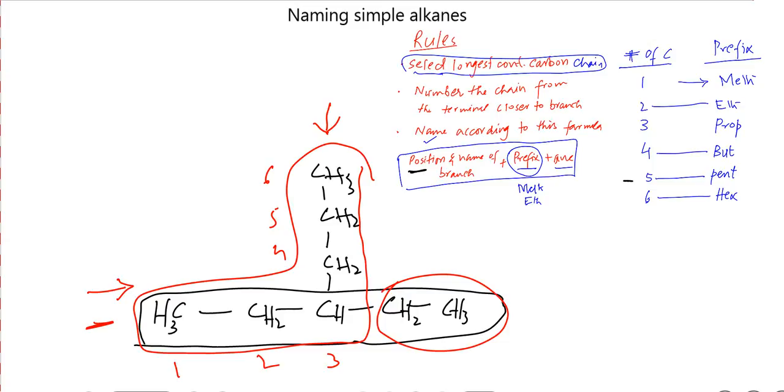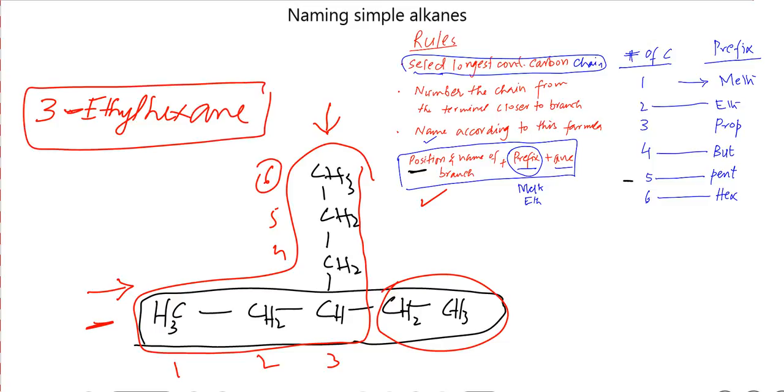So again, according to the formula, the position of the branch is 3. So 3, and the name of the branch is ethyl because there are 2 carbons, and the total number of carbons in the selected chain is 6. So hex, and it is an alkane, so ANE. So this is the name of this compound.